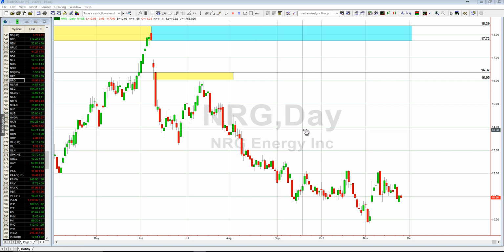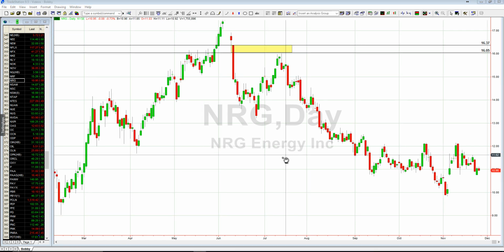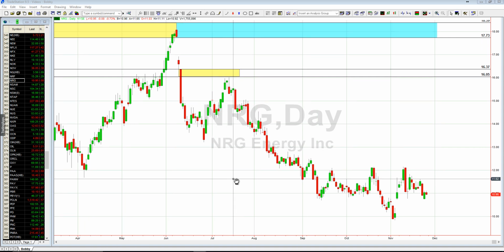So on these types of zones here, it didn't really move away from here fast when it retouched. So I would not keep that zone on there. More than likely, when price comes back up here, it will break through that zone. The reason I kept this blue one up here is because of how rapidly price dropped away from that zone. Okay, I don't really see any other zones on here that I would plot.